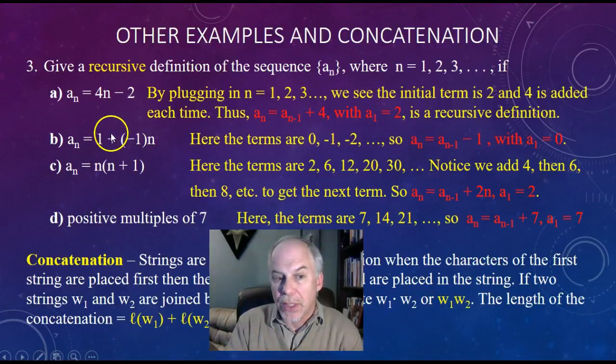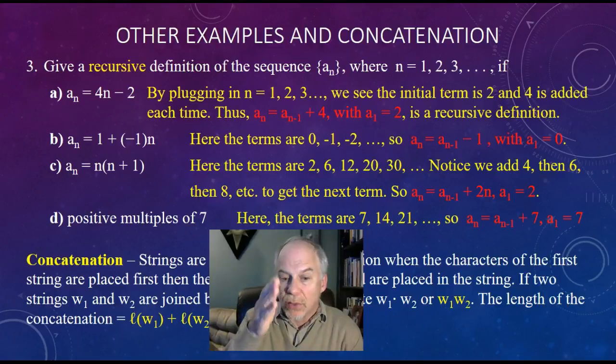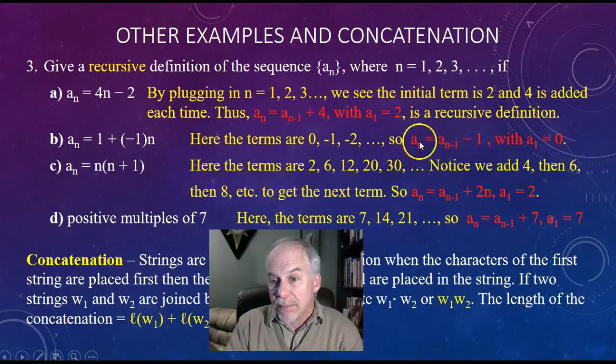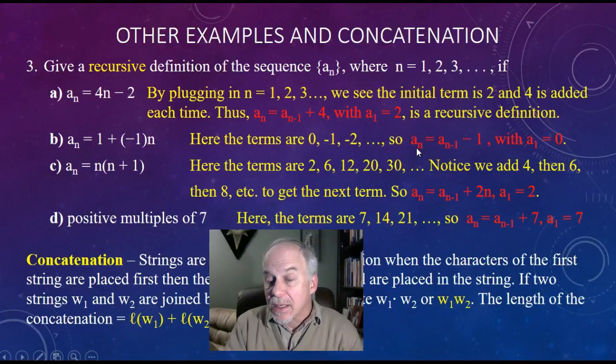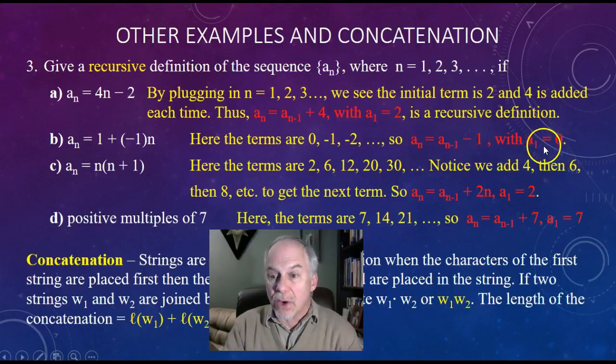Then we plug in 2. Well, 1 plus negative 2, that's negative 1. Then we plug in 3, so that's 1 plus negative 3, etc. And so you get these numbers 0, negative 1, negative 2, dot, dot, dot. So it looks like it's starting at 0, and then it's just going down, negative 1, negative 2, negative 3, negative 4, etc. So you're subtracting 1 every time. So what I'm saying is I could write my recursive definition as a sub n, the next term, equals the previous term minus 1, because we're always just going to subtract 1 from the previous term. And then your starting term is 0, so a sub 1 equals 0.